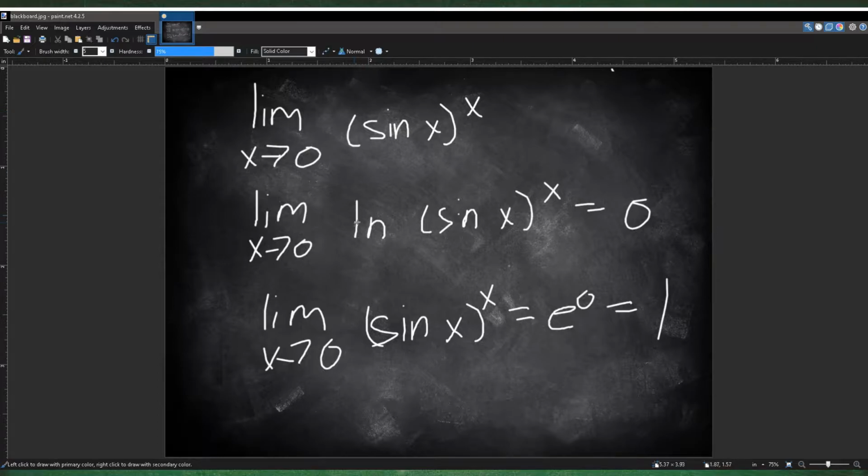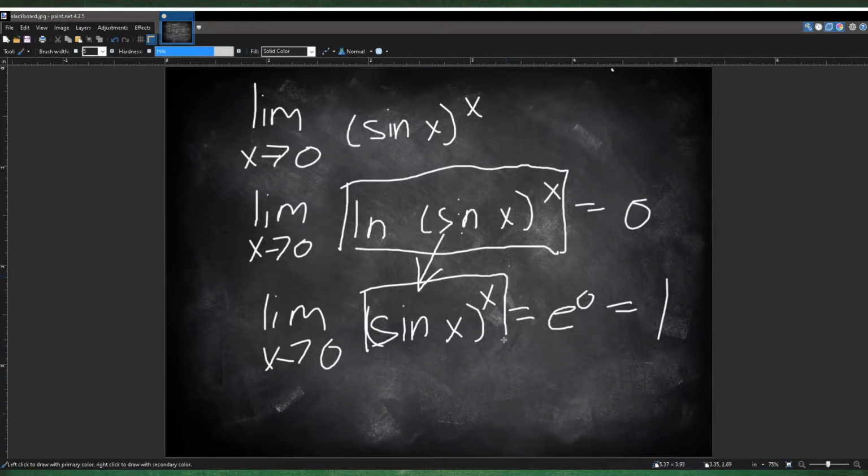So when we convert this equation to a natural log, we had to convert it back. That's why, for that entire time where we did L'Hopital's Rule, we were working on this. And that's what got us to 0. And now we have to convert that back to our original equation.